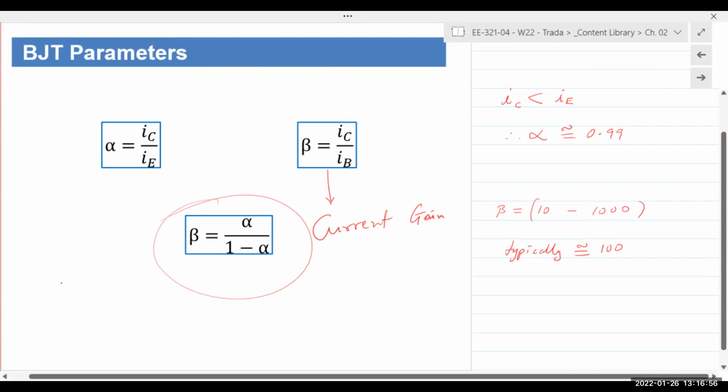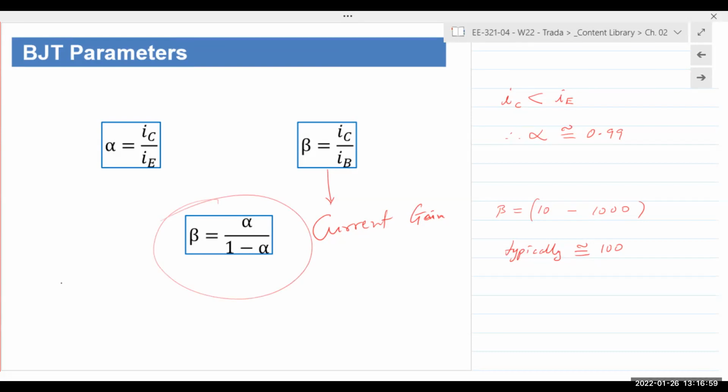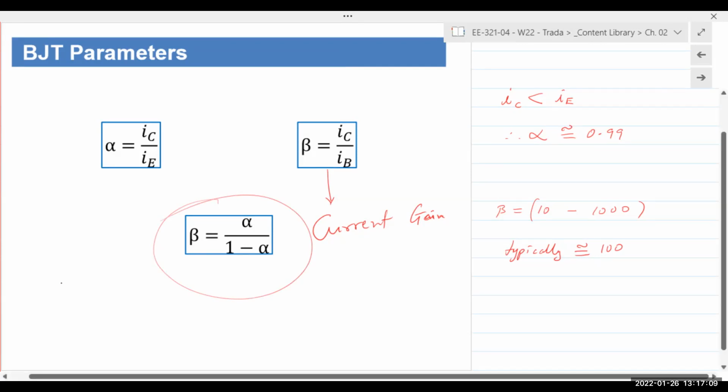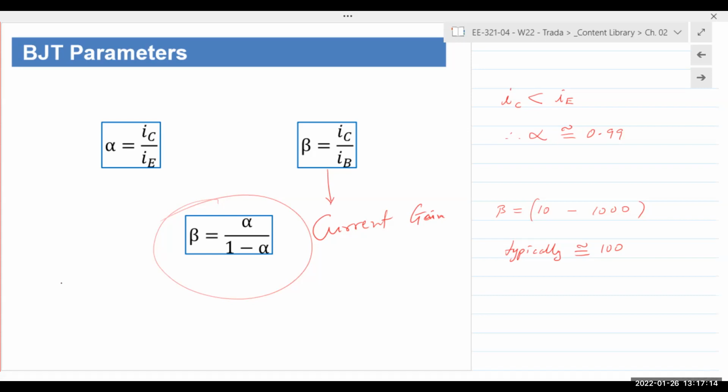Straightforward examples. Let's see. I seem to have left my notes. There was an example that I was going to do, but I don't have the notes in front of me. Basically, you were given the emitter current, or the collector current, or the base current. So you have three currents: collector, base, emitter. You're given one or two of the three, and you are asked to find either the alpha or the beta. Those are the examples.